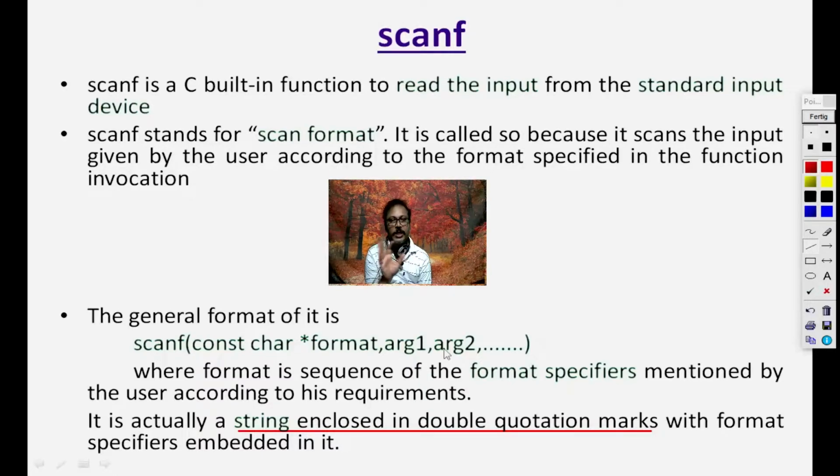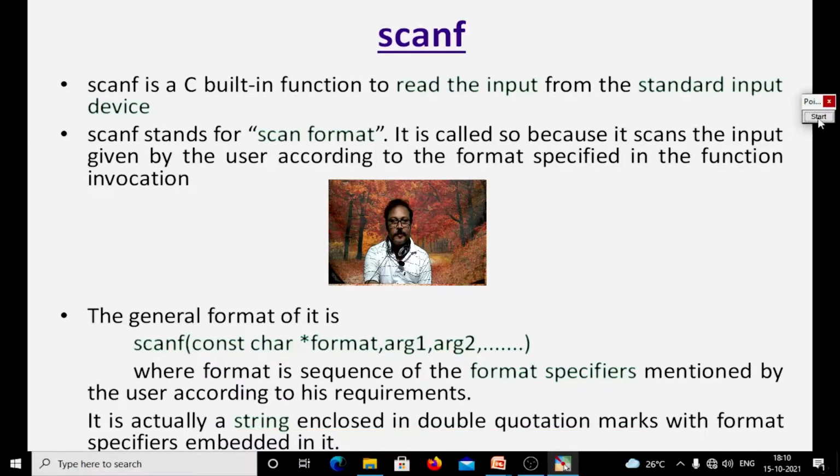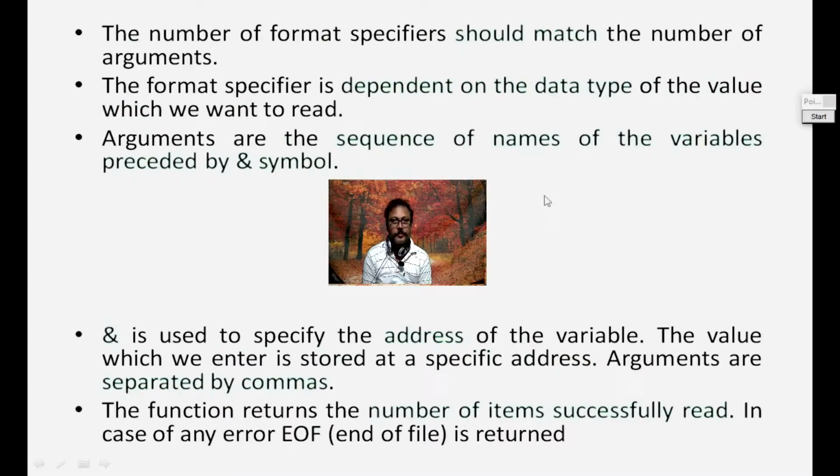Okay, we cannot change it. So arg1, arg2 are the variables whose names you have to specify. Depending on the number of variables which you are going to specify here, the number of format specifiers within these double quotation marks will vary. Okay, we will see it. The number of format specifiers should match the number of arguments.